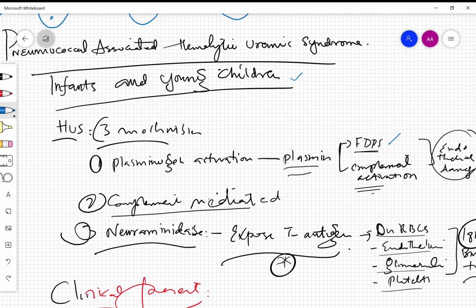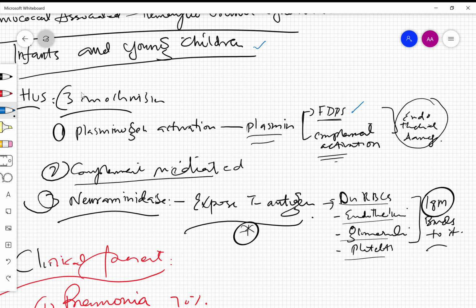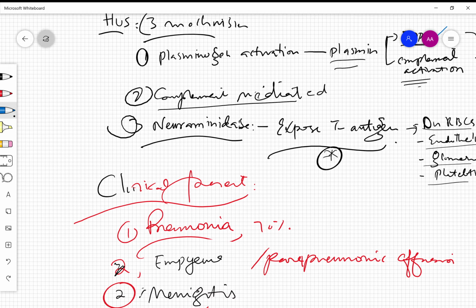Similarly, complement mediated, and the third one is neuraminidase, which is thought to cleave and expose the T antigen on RBCs, endothelium, glomeruli and platelets, and endogenous IgM binds to it and thus causes the endothelial damage.